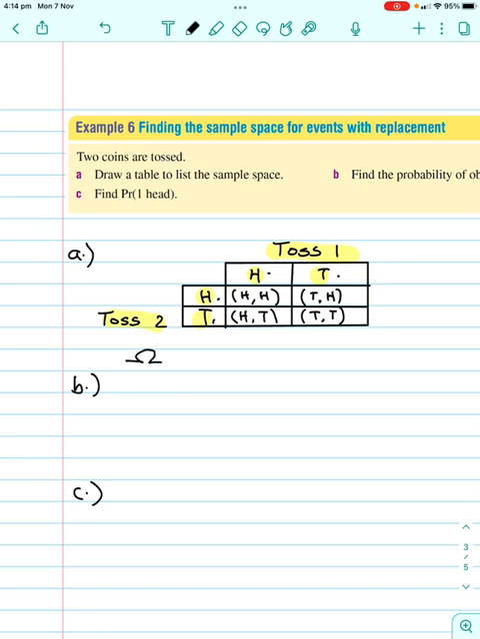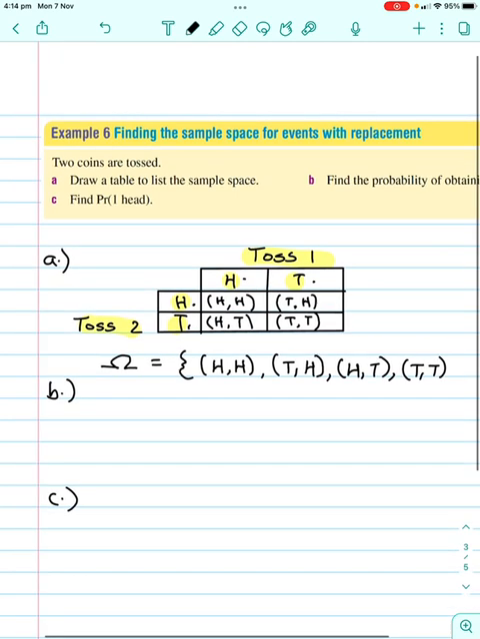Whoops, that's a bad one. It is going to equal, then we do our squiggly brackets, and then within our curve brackets, we list all our possible outcomes. So we can get heads, heads, tails, heads, heads, tails, and tails, tails. And then close my squiggly brackets. So I have now drawn my two-way table and then listed my possible sample space from this experiment.